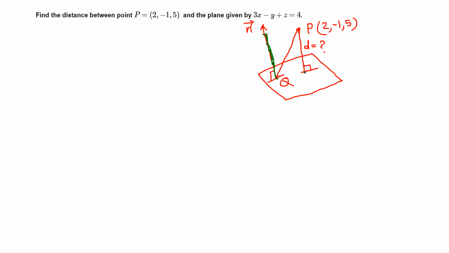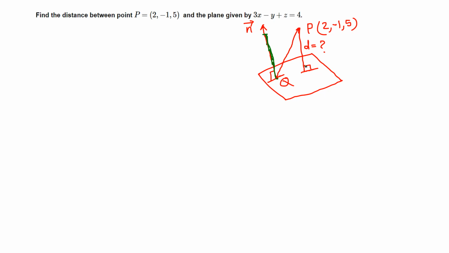Unfortunately, we don't know this point. If we can find this point on the plane, then we could simply use the distance formula, but that's not the case. We can find a point on the plane. It could be anywhere, let's say this, and the normal vector is always normal to this plane, so like this.